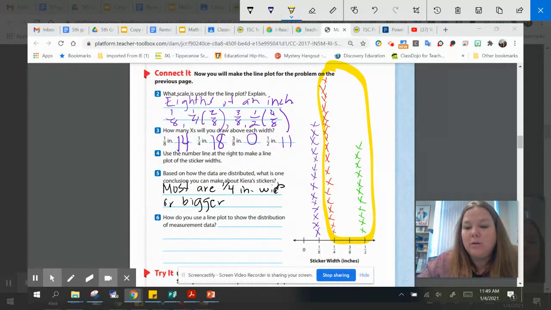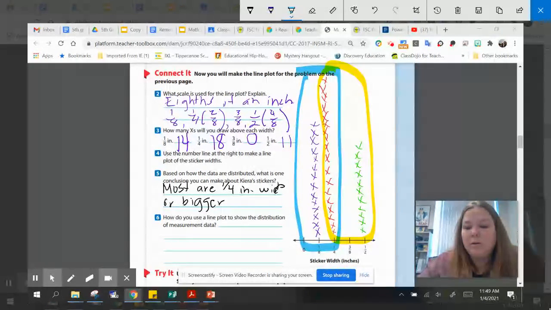We could look at this differently. We could look at this data set right here, and we could say most stickers are between 1/8 and 1/4 inch wide. So there's multiple ways to look at that. I'm not going to rewrite it, but just so you know, there's multiple data sets we could look at.